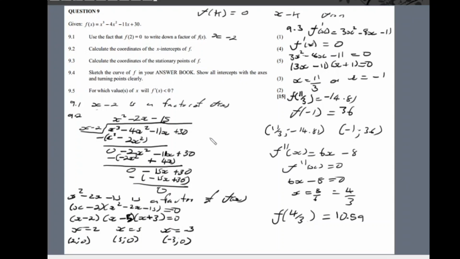And then 9.4, they say I need to sketch the curve of f, show all intercepts and the turning points, right? So I'll need to also calculate my y-intercept by making x be 0. So if I make x 0 in that function there, I'll get y equal to 30. So the point (0, 30) will be the coordinates of my y-intercept, right?